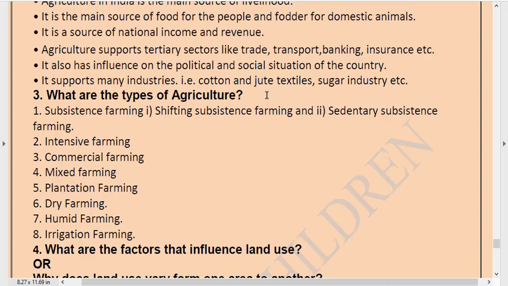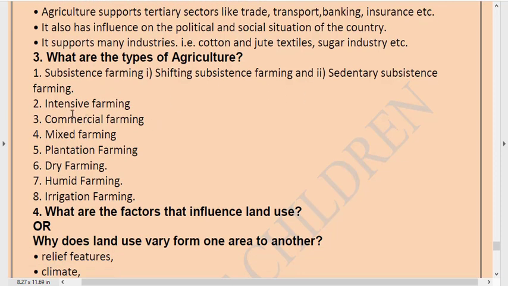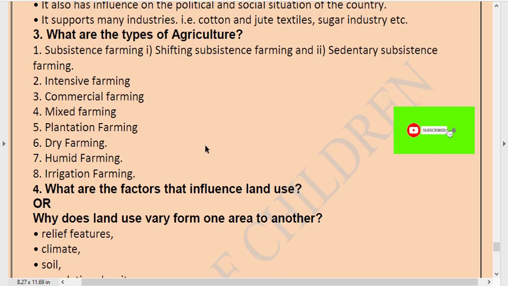The next question, what are the types of agriculture? Subsistence farming, in that shifting subsistence farming and sedentary subsistence farming. Next one, intensive farming, commercial farming, mixed farming, plantation farming, dry farming, humid farming, irrigation farming.